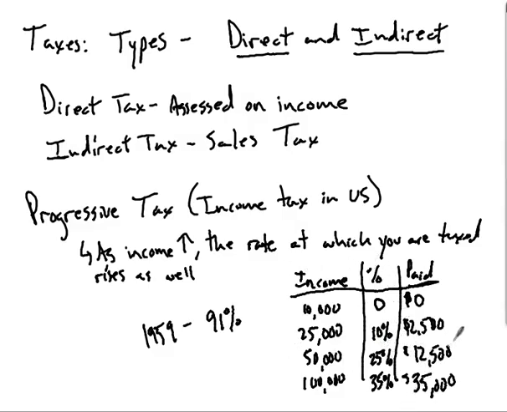Again, this isn't exactly right, but following the KISS principle, we'll just go with it like this. So this is a progressive income tax. Now, the other type of income tax, so it's progressive, now we want to look at what they call a proportional tax.